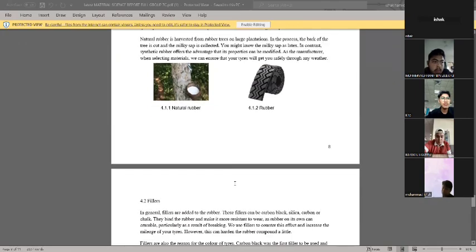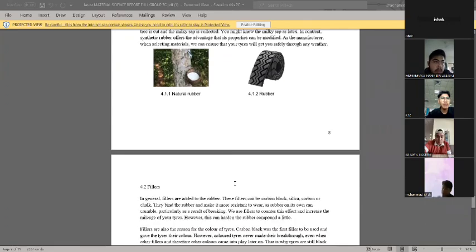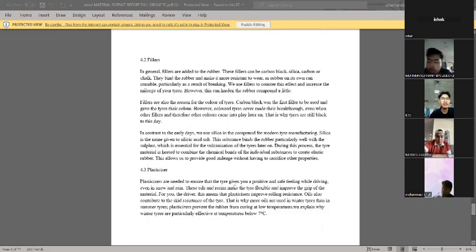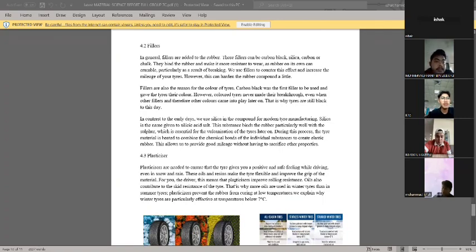Synthetic rubber offers the advantage that its properties can be modified. As the manufacturer, when selecting materials, we can ensure that your tires will get you safely through any weather. Point number 2 is filler. In general, fillers are added to the rubber. Fillers can be carbon black, silica, carbon or chalks. They bind the rubber and make it more resistant to wear, as rubber on its own can crumble, particularly as a result of breaking.